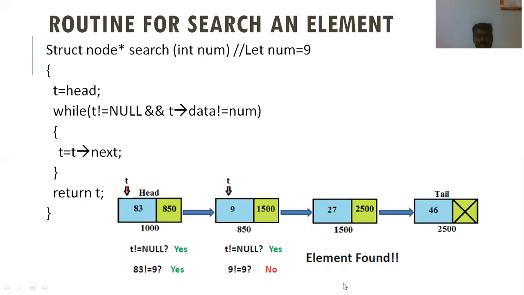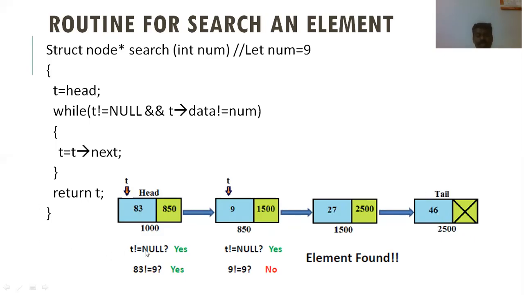Now I want to search for the element 9. Listen, first you check T not equal to null. Yes, not equal to null, because you have 4 elements in the single linked list. First element is 83, second element is 9, third element is 27, and fourth element is 46. Now the address locations: first location is 1000, then 850, then the 850 address is stored in the previous memory location, then 1500 is a memory location inserted in the previous one, and 2500 is a memory location inserted in the previous one.